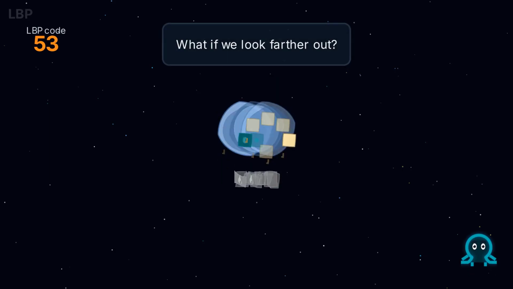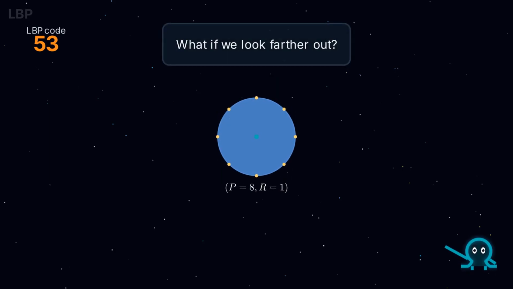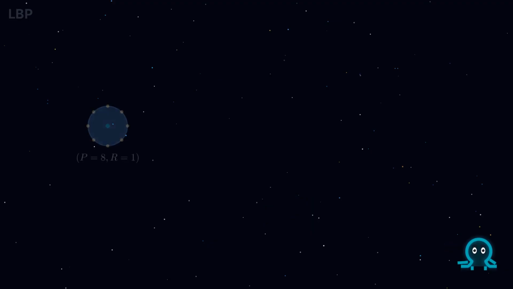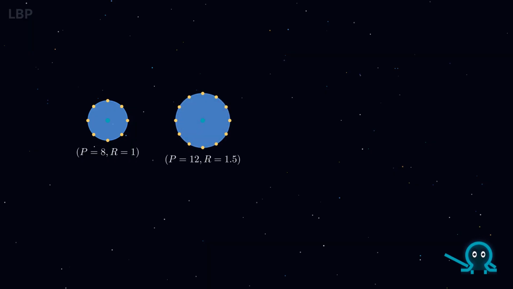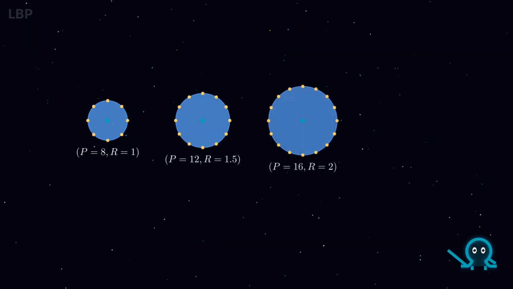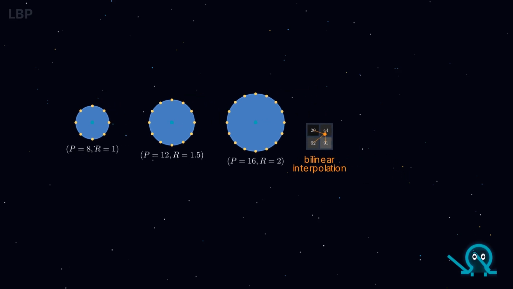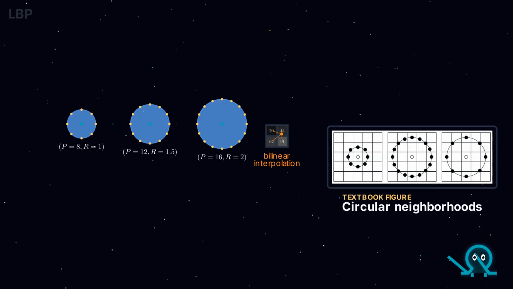Naturally, you might ask, why stick to exactly these 8 neighbors? What if we wanted to sample a wider circle or use more sample points for finer detail? This generalizes nicely. Instead of a fixed 3 by 3 square, define a neighborhood by p sample points evenly spaced on a circle of radius r. When a sample point doesn't land exactly on a pixel, we estimate its value using bilinear interpolation, blending the 4 nearest real pixels. Same comparison idea, now flexible in scale and resolution.